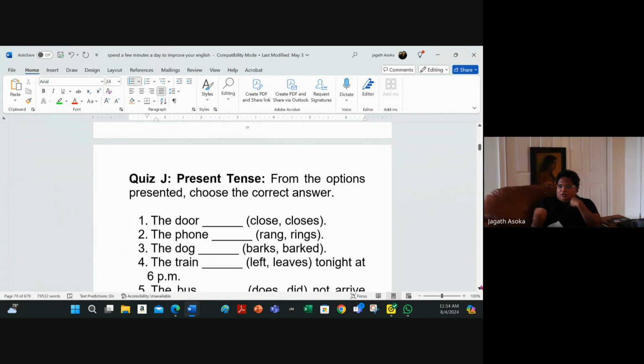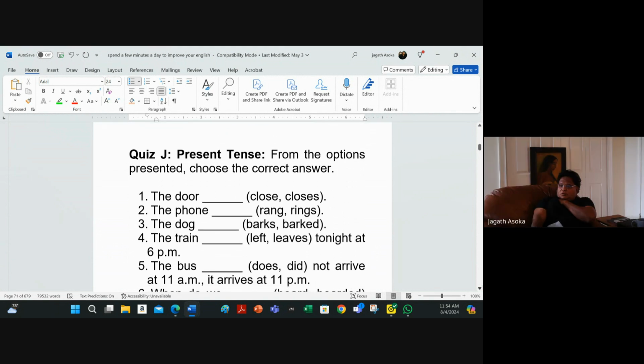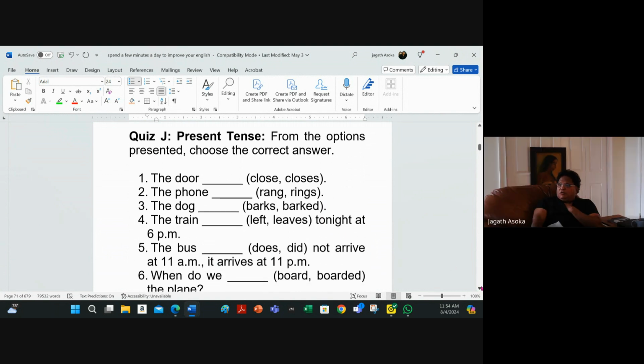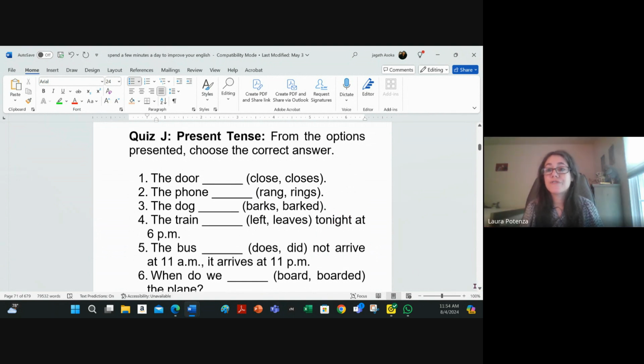All right, good. We're going to start this. It's a quiz, and it's for present tense. How about each person does 5 and the next person does 5? Who is going to go first, Laura? I think it's Watson, right? Watsala, you can do the first 5.